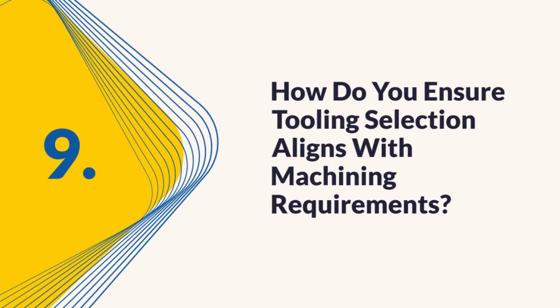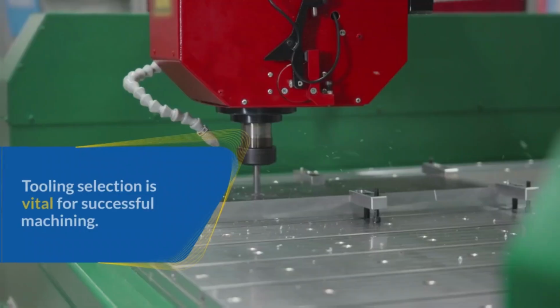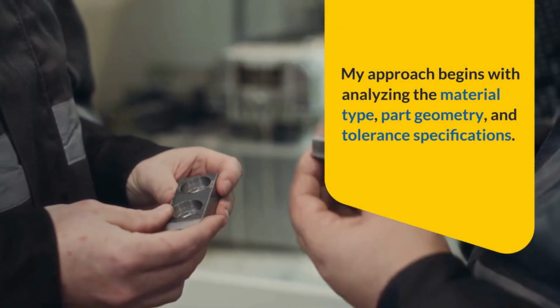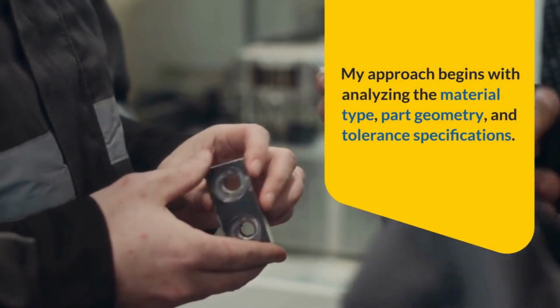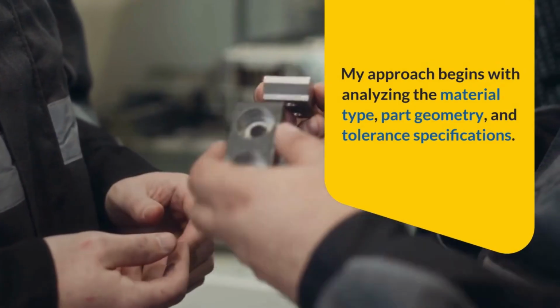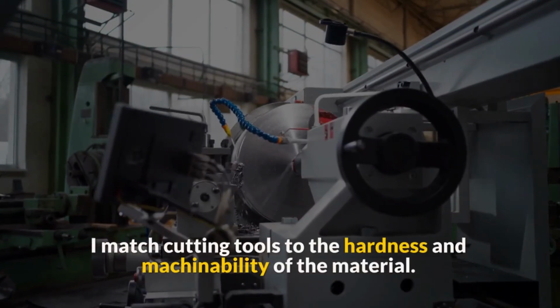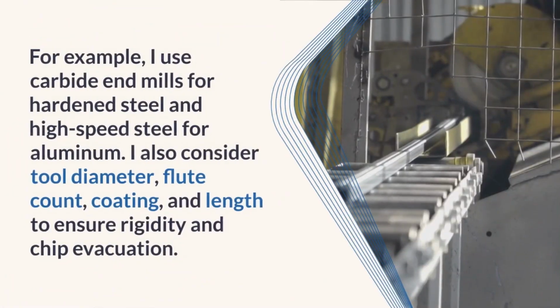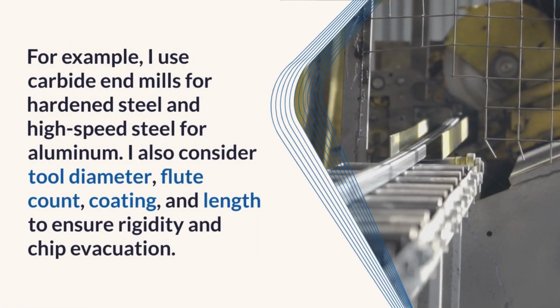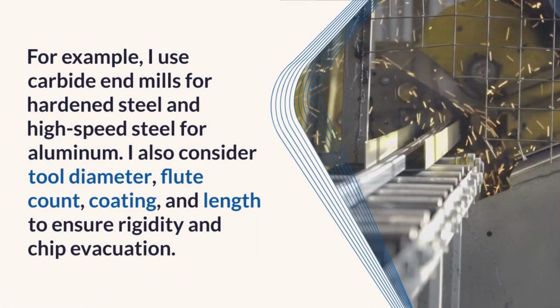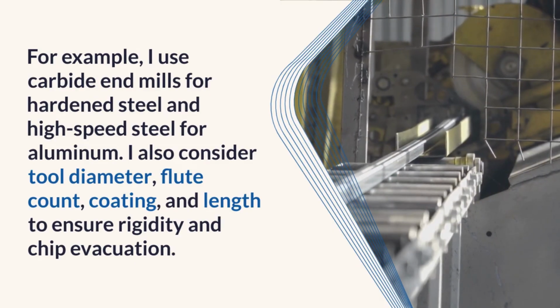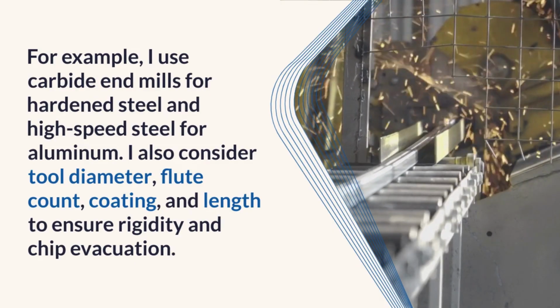9. How do you ensure tooling selection aligns with machining requirements? Tooling selection is vital for successful machining. My approach begins with analyzing the material type, part geometry, and tolerance specifications. I match cutting tools to the hardness and machinability of the material. For example, I use carbide end mills for hardened steel and high-speed steel for aluminum. I also consider tool diameter, flute count, coating, and length to ensure rigidity and chip evacuation.